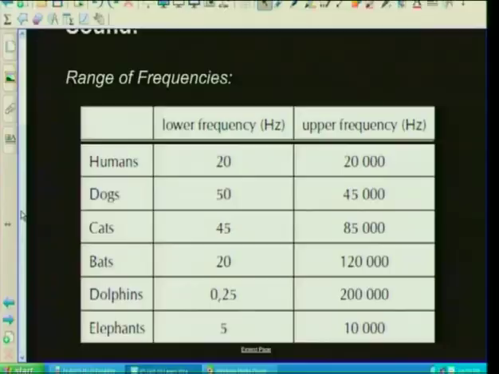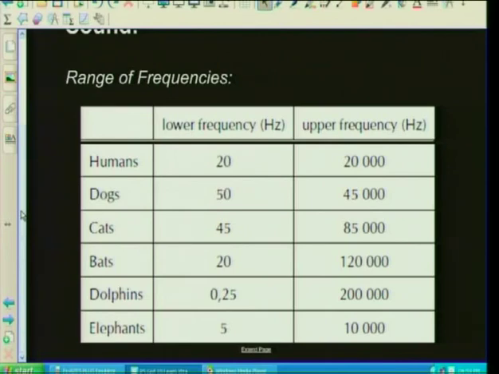Dogs only start hearing from 50 hertz. That's quite high, actually, compared to what we can hear. But they can hear up to 45,000 hertz. You've all seen those dog whistles where you blow, we can't hear it, but the dogs go mad because they can hear it. Cats, from about 45 hertz to 85,000 hertz. That makes them very good hunters, by the way, because they can hear very soft sounds. Bats, 20 hertz to 120,000 hertz, which makes sense because of their echolocation.